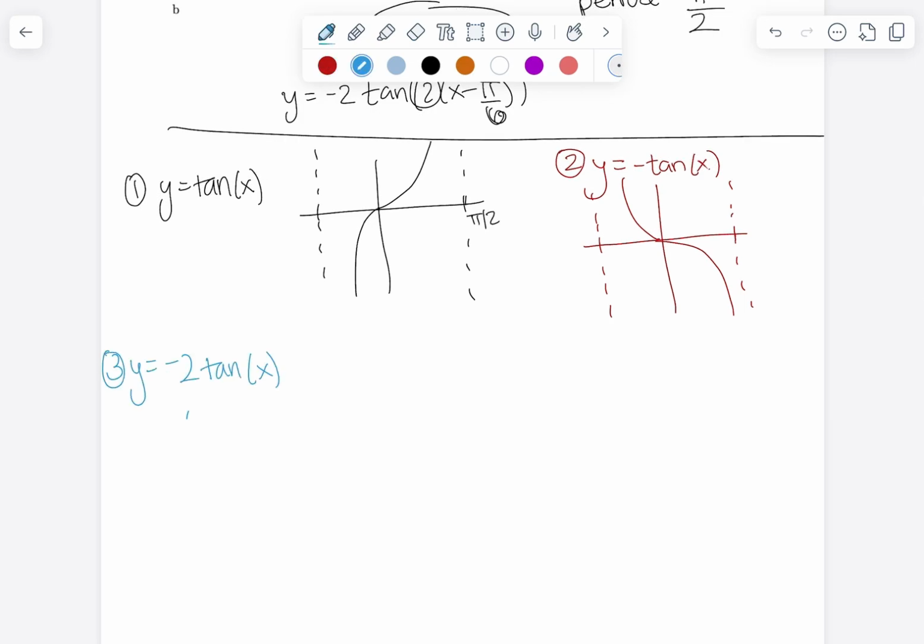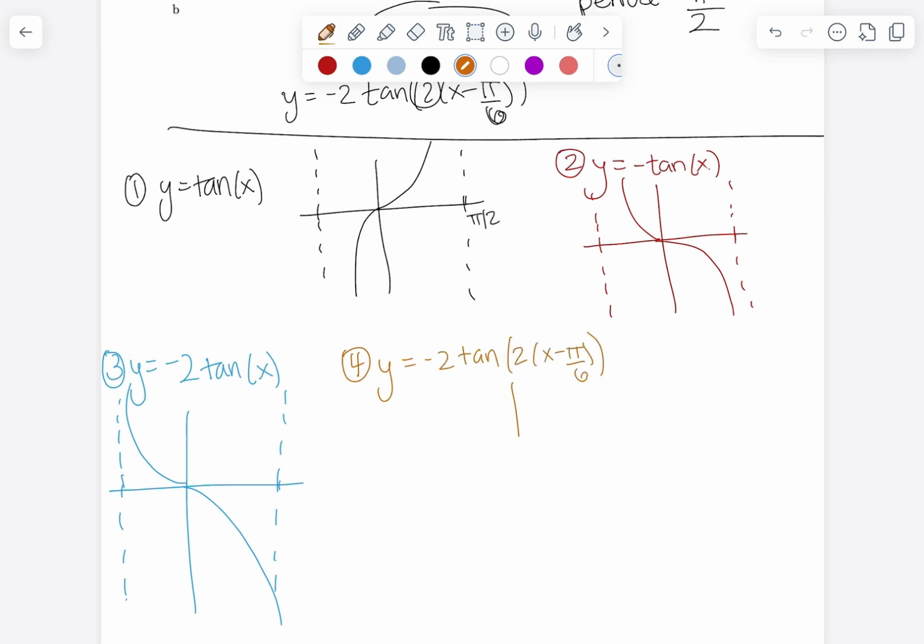And then -2 tangent of x is just going to change the shape a little bit. It's still the same graph, basically. And then -2 tangent of 2 times x minus pi over 6. We have our period change, and then our shift right pi over 6. So we'll graph that.